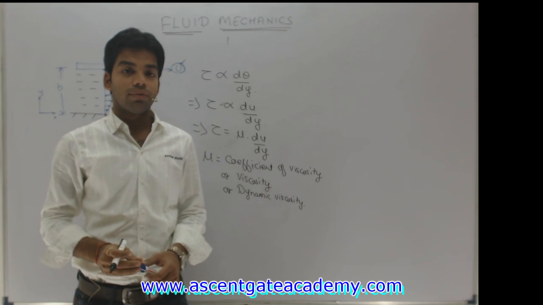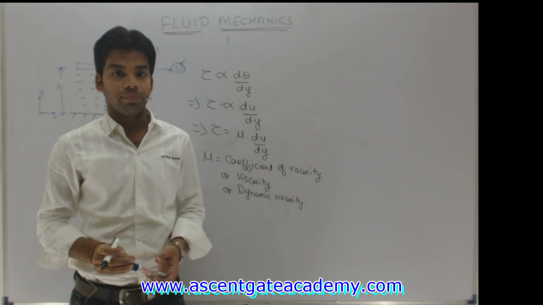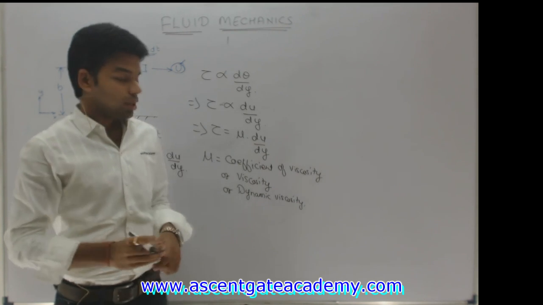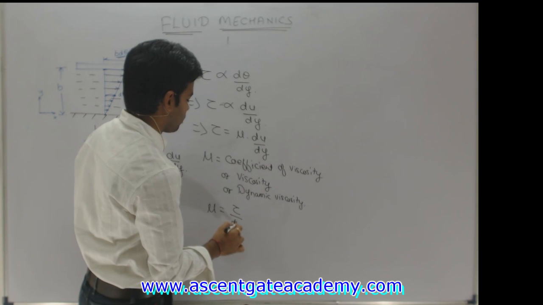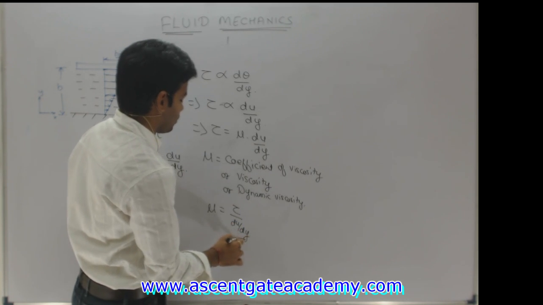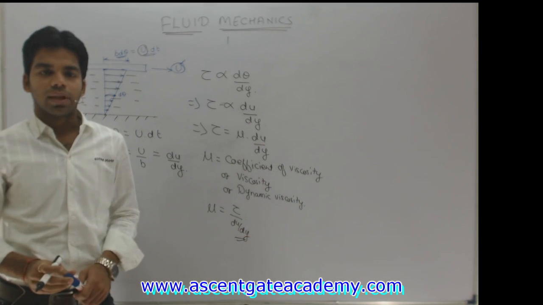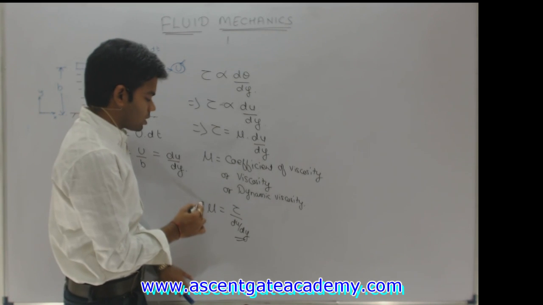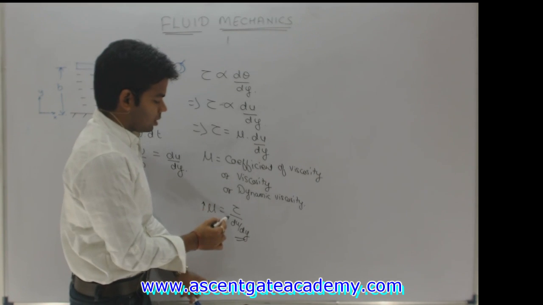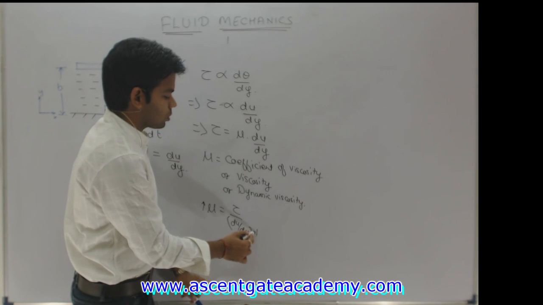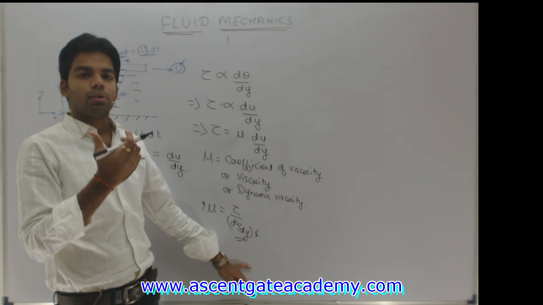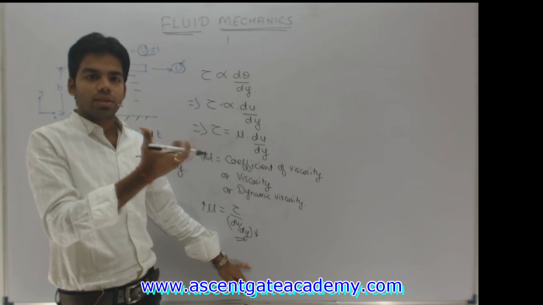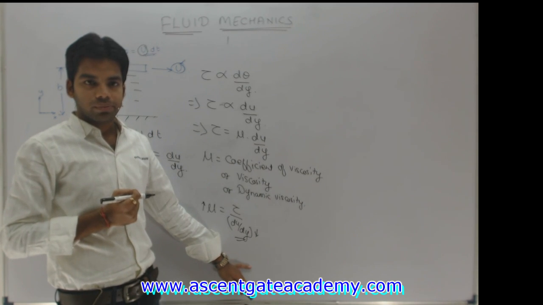So what is viscosity? Viscosity is a property of the fluid. Mu is equal to tau upon du by dy. What does this mean? The higher the viscosity, the lower the rate of shear strain. That means the body offers more resistance against flow.